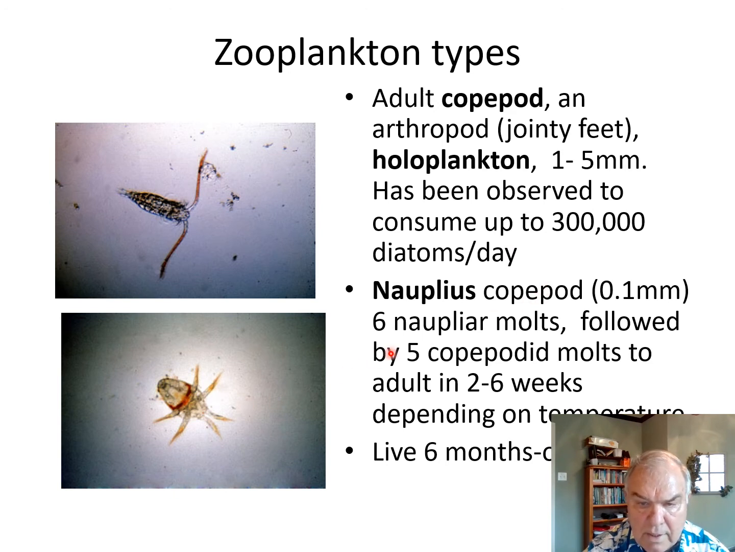The bottom slide down here you can see is a nauplius copepod. It's a little bit smaller. It's basically what hatches out when the egg hatches. And since these have exoskeletons, they have to molt in order to grow. So this nauplius copepod at 1/10 of a millimeter will go through 6 naupliar molts, followed by 5 molts after it looks more like the adult copepod, in about 2 to 6 weeks. So they're molting quite frequently. They live about 6 months to a year. I don't know if anybody's kept them in laboratories longer, but typically they are going to be eaten by something, usually within 6 months to a year.